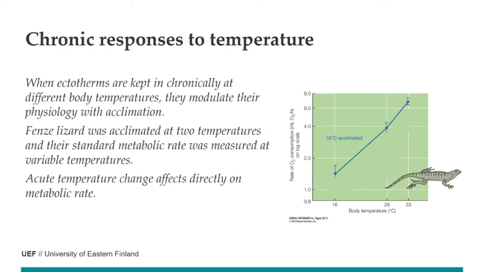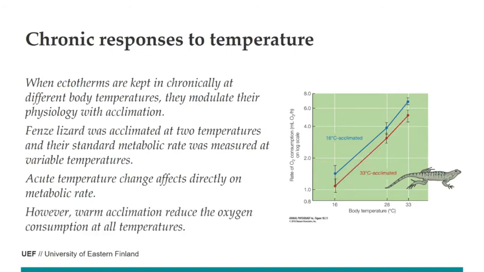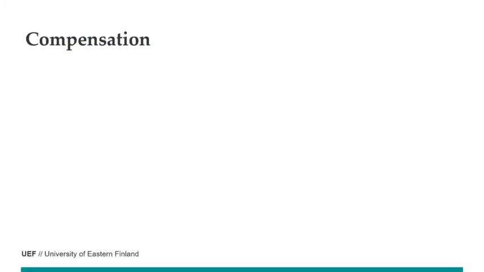And over here you can even see that between 16 and 28 it increased, but then it increased even faster or steeper between 28 and 33 degrees Celsius. But when you have warm acclimated them at 33 degrees Celsius, the oxygen consumption is lower at all temperatures. So they are modifying their oxygen consumption somehow during this acclimation. And this is called compensation.